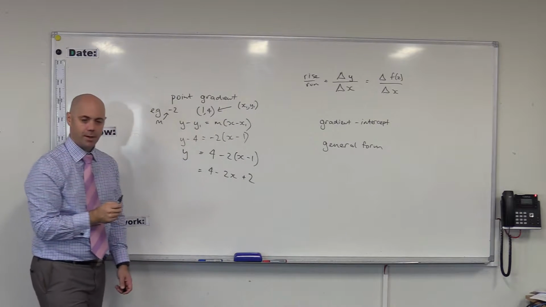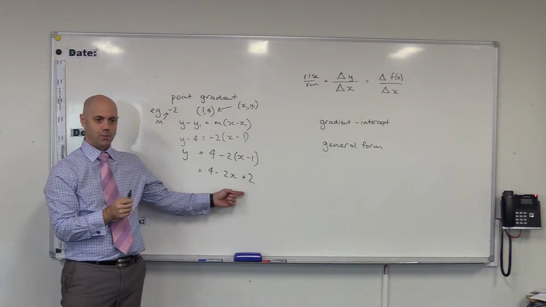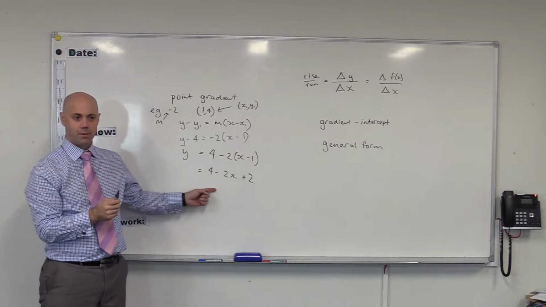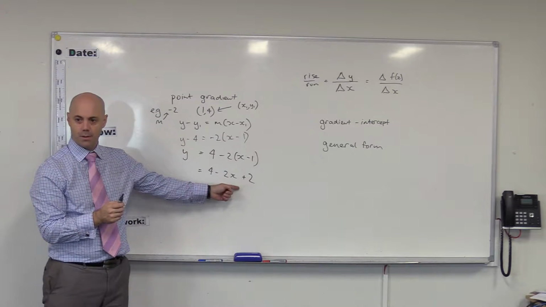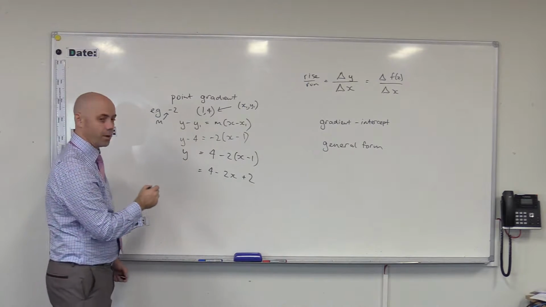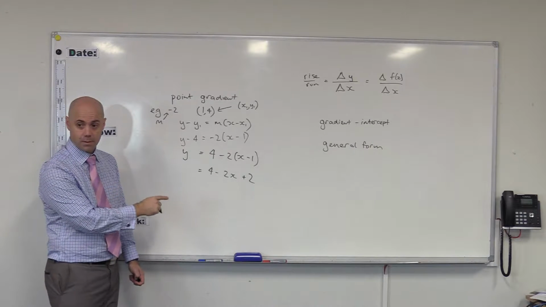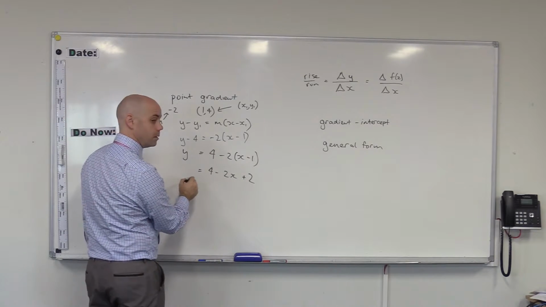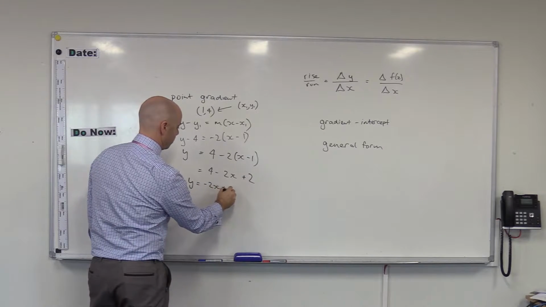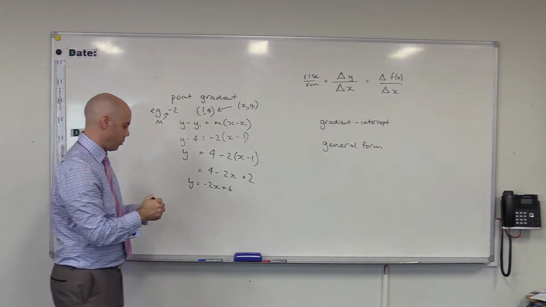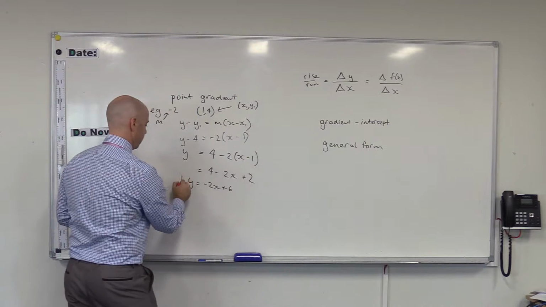This is the easy part. What do we do now? What's left to do? We've got a 4 and 2. Like terms. Yeah, like terms. So what do we write? y equals -2x plus 6. Awesome. That's fantastic. That is gradient intercept form.